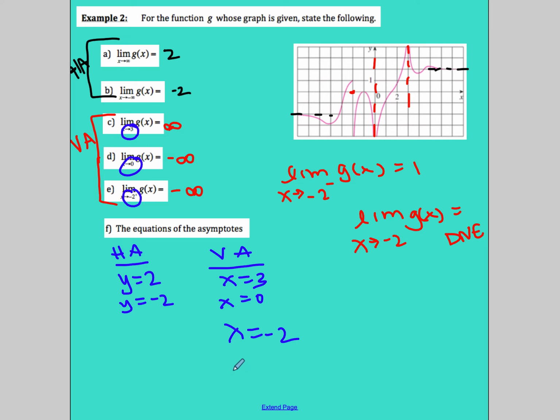Key takeaway from this example, you guys, is if there is an infinity involved, just one, either here or as your answer, that is a form of a vertical or horizontal asymptote. So that is example 2.